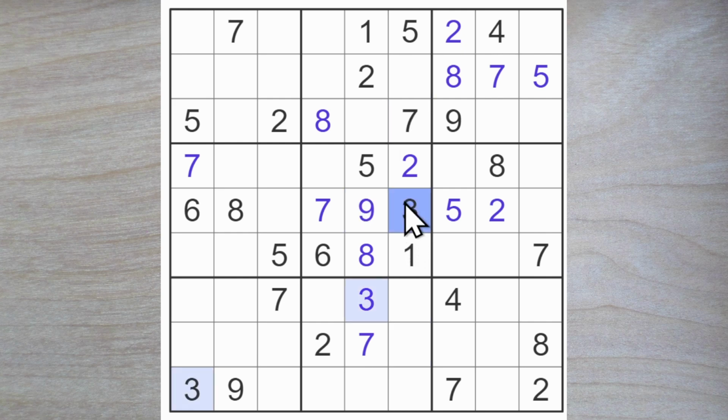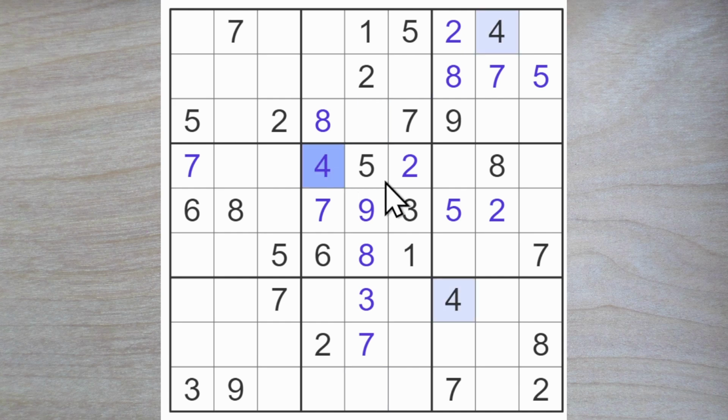We also have this 3 and this 3 blocking here and here. So a 3 and 9 must go here, therefore a 4 and a 6 must go here. We also have a 4 and a 6 here, of course. But we should be able to figure out that this square is a 4.